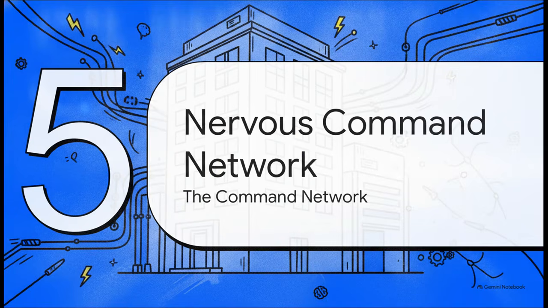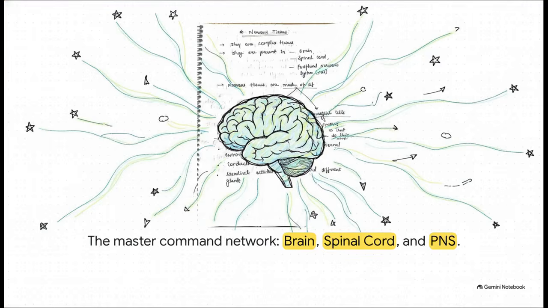Finally, Section 5, Nervous Tissue, the command network. Look, a building this incredibly complex, with all these moving parts and active plumbing, needs some top-tier electrical wiring to control absolutely everything. Located centrally in your brain and spinal cord and sprawling outward through the peripheral nervous system, or PNS, this complex tissue forms the master command network. It securely connects the central servers to every single remote sensor in the house.